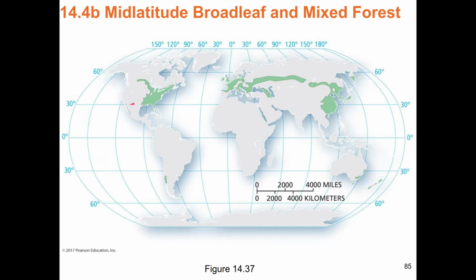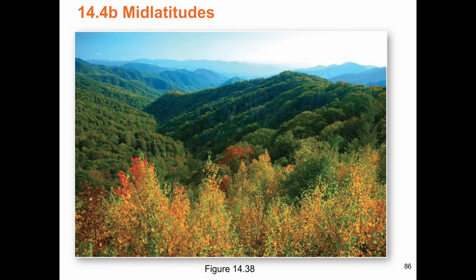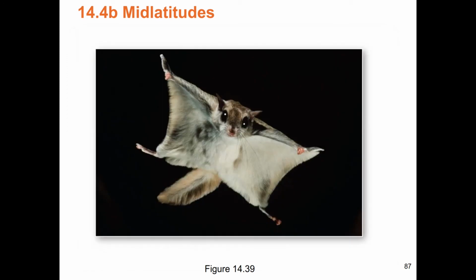Mid-latitudes, like I said, a lot of the East Coast, a lot of Europe is mid-latitude broadleaf and mixed forest. This is deciduous forest and needle leaf trees, some of them are going to drop their leaves, some of them are not. There you go. Mid-latitude flying squirrel.